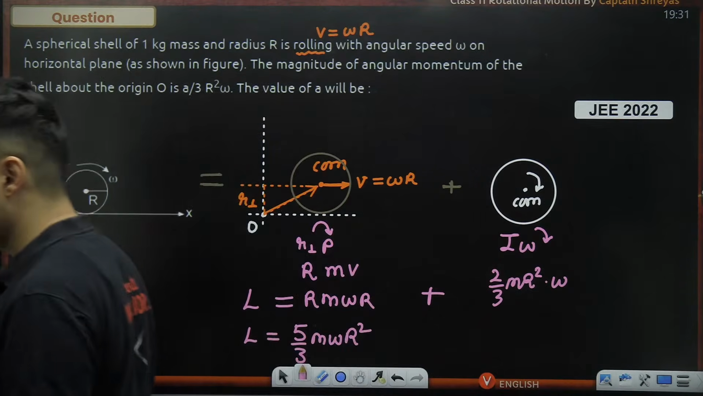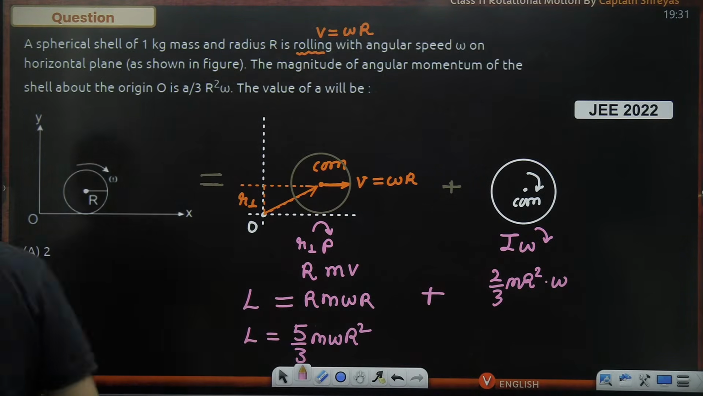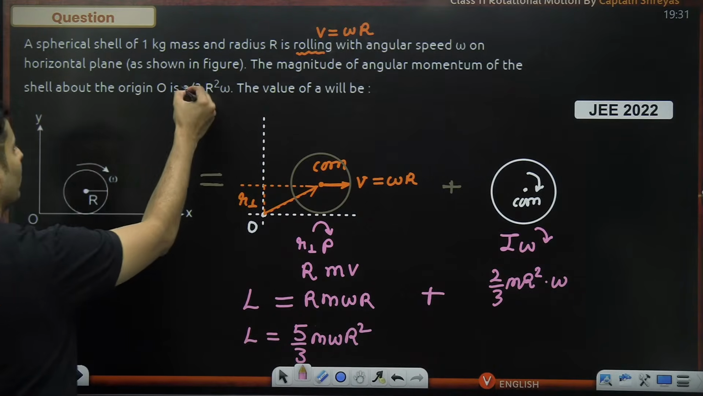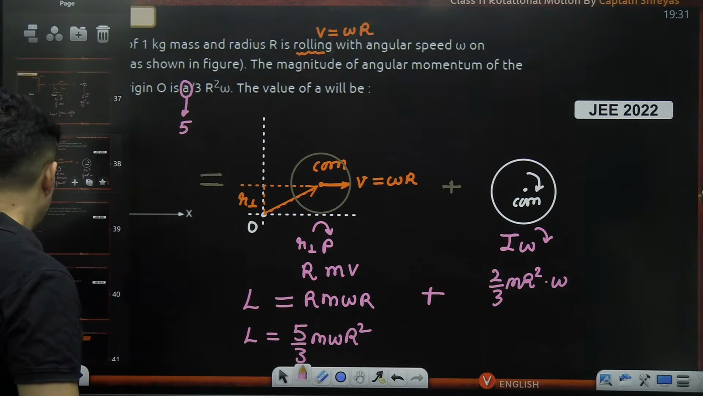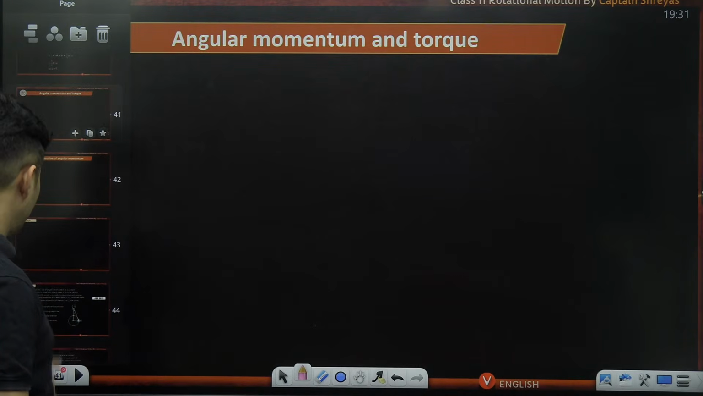You have 1 month, you can easily push. Yes, very good. 5 is the answer right over here. This number A will be 5. Very good. Now let's go to the next concept.